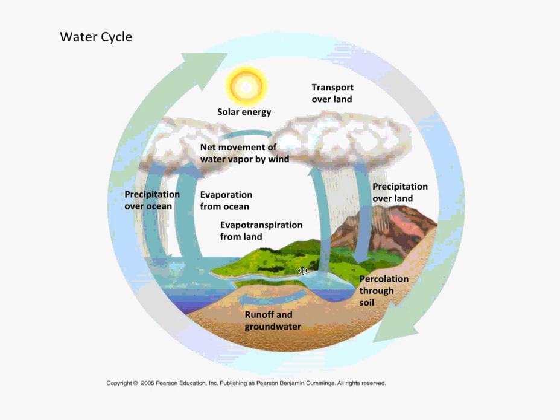The plants are also involved: evapotranspiration, or you can just say transpiration from the land. That's the water coming up off the plants, and so water is constantly cycling itself through the environment.